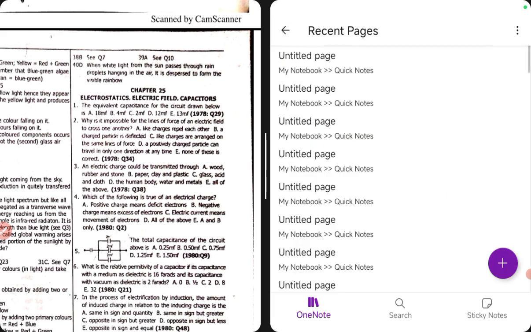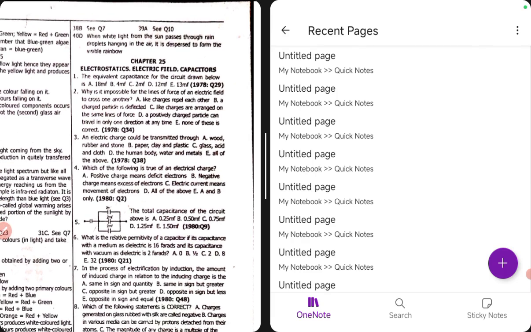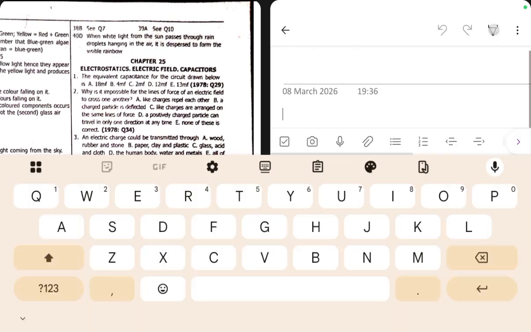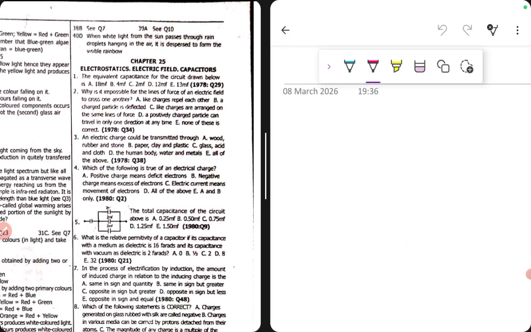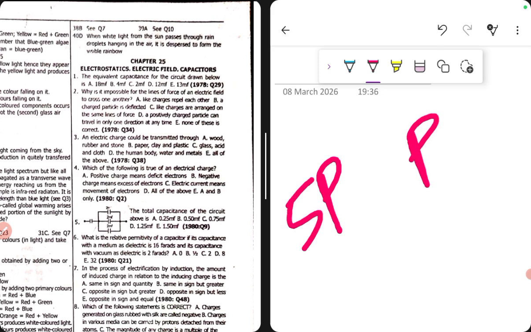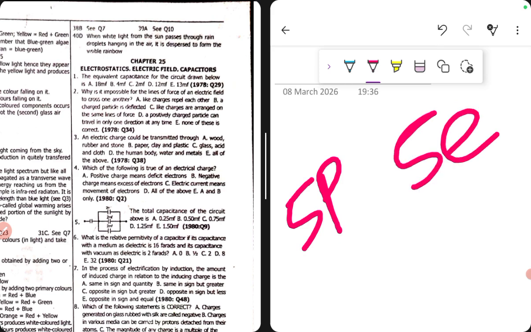Now we look at question 4, which says, which of the following is true of an electric charge? A says, positive charge means deficit of electron. Is that true? Yes, it is true, just like from your chemistry. In a neutral atom, you have an equal number of protons and electrons. So if I have 5 protons and 5 electrons, then I'm having a net charge of 0, because the charge is 5 positive and 5 negative. So plus 5 minus 5 is 0.